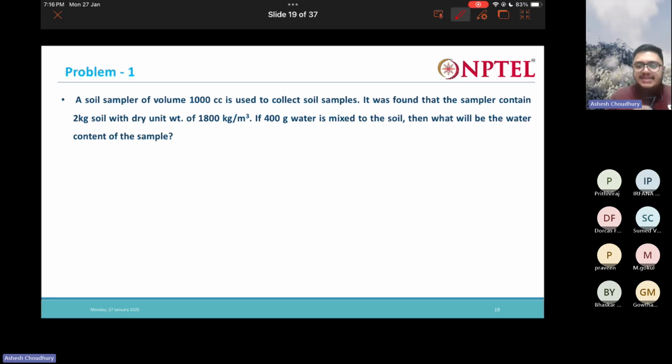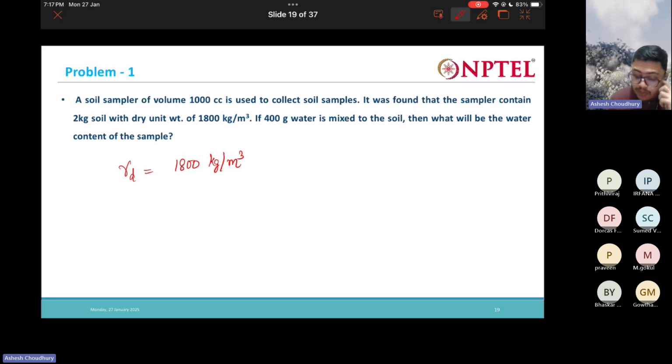So first let us write down whatever is given. What is the dry unit weight? Dry unit weight is 1800 kg per meter cube. This is given to us. This is the dry unit weight of the soil that is given to us.